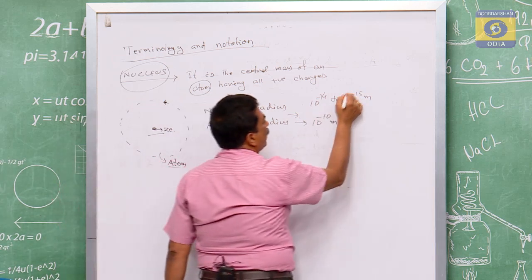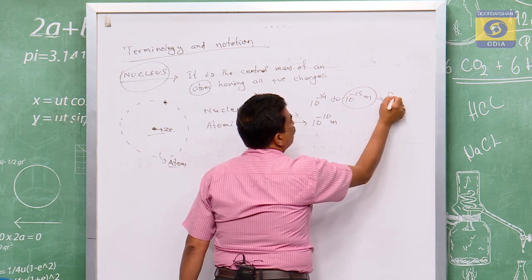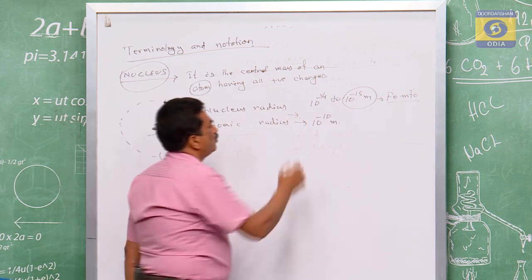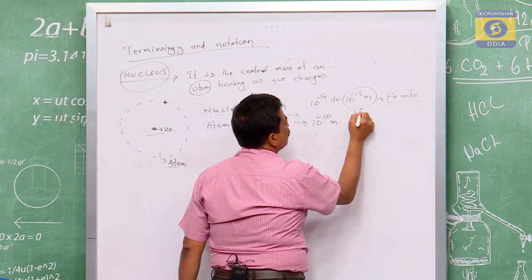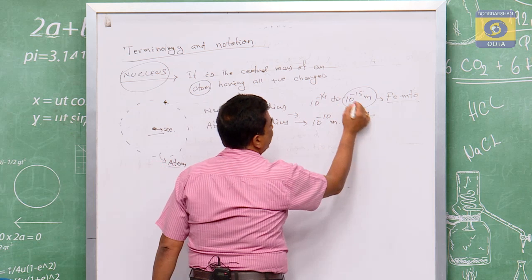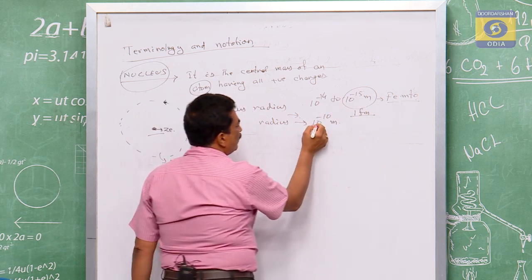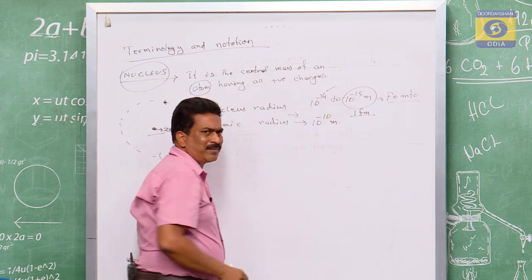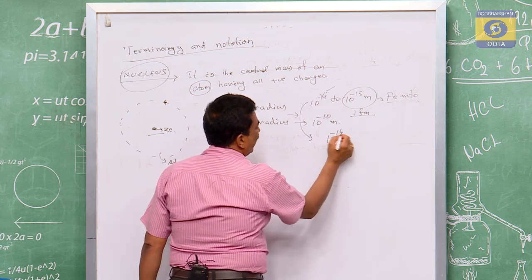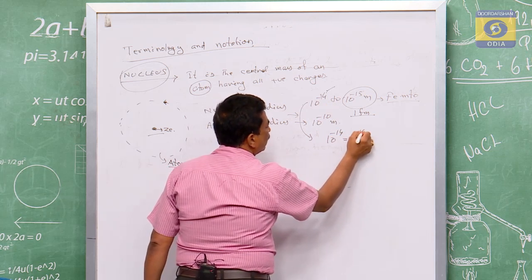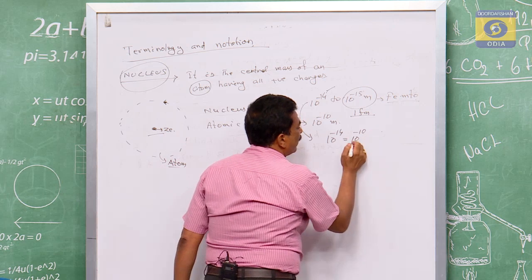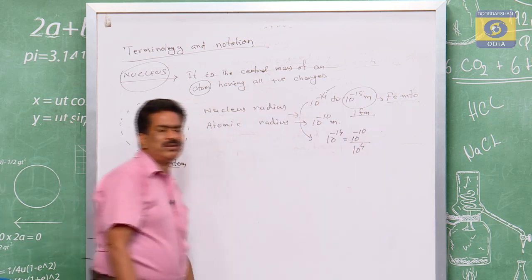And you know that 10 to the power of minus 15 meter is known as the femto. So, 10 to the power of minus 15 meter is also written as 1 fm, femtometer. If the atomic radius is 10 to the power of minus 10 and the nuclear radius is 10 to the power of minus 14, then 10 to the power of minus 14, elaborated for mind freshness, will be 10 to the power of minus 10 into 10 to the power of minus 4. This 10 to the power of minus 4 you can write as 1 by 10 to the power of 4.